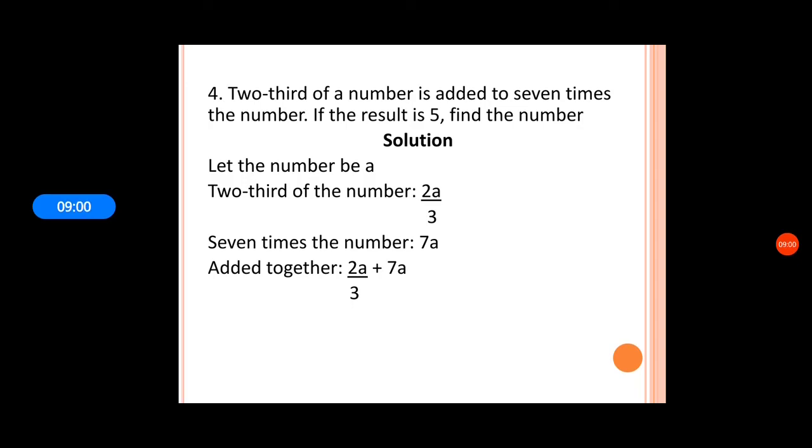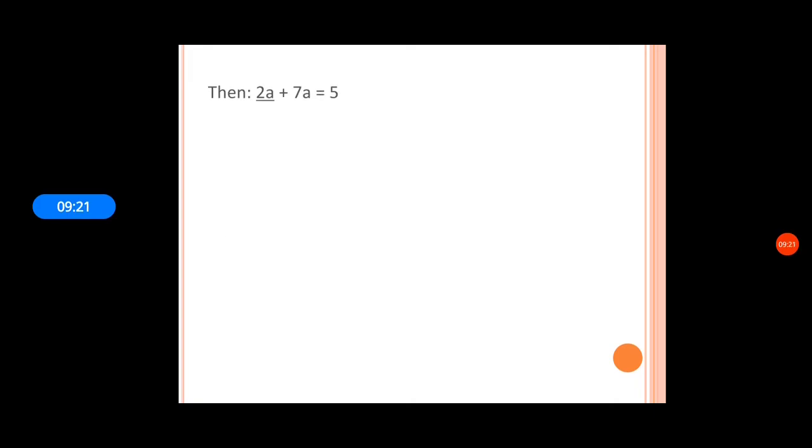Now if the result is 5, that will make this an equation. So the result is 5. So we have 2A over 3 plus 7A equals 5. Now we have formed the required equation, then we can solve. So the solution, let's continue in the next slide. So we have 2A over 3 plus 7A equals 5.